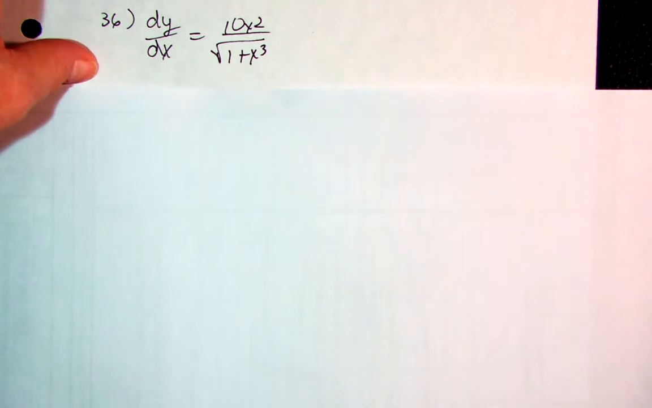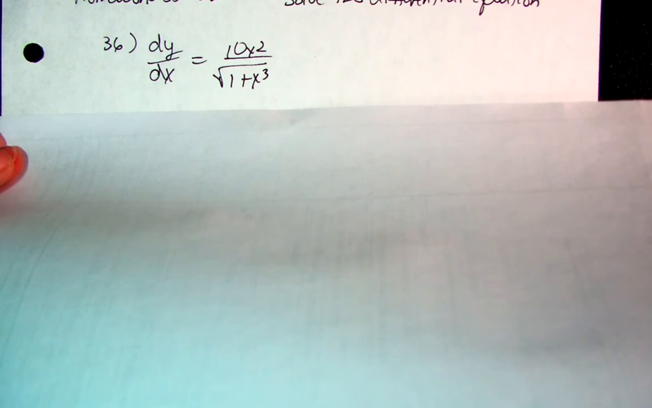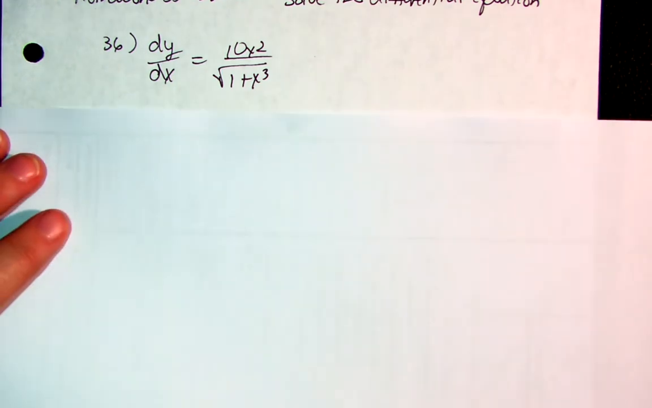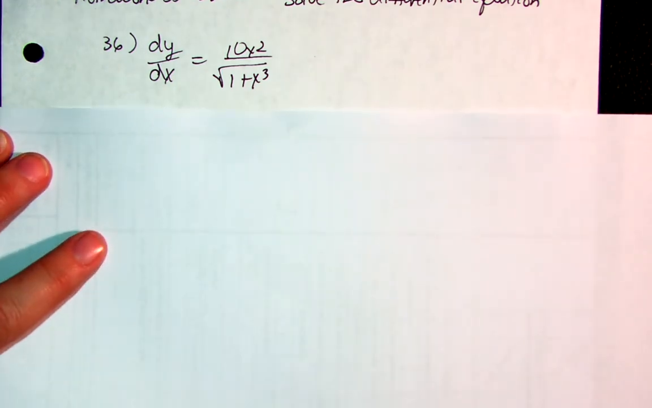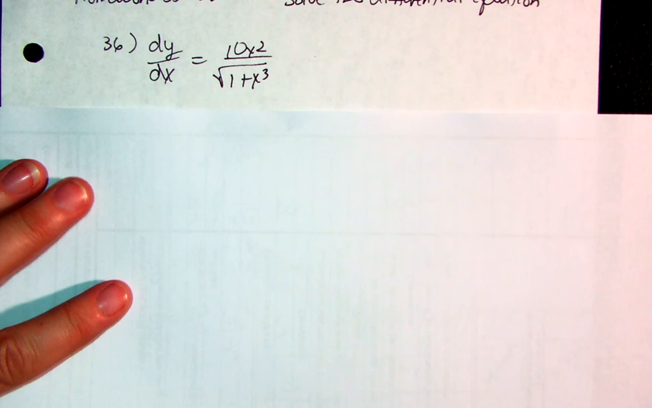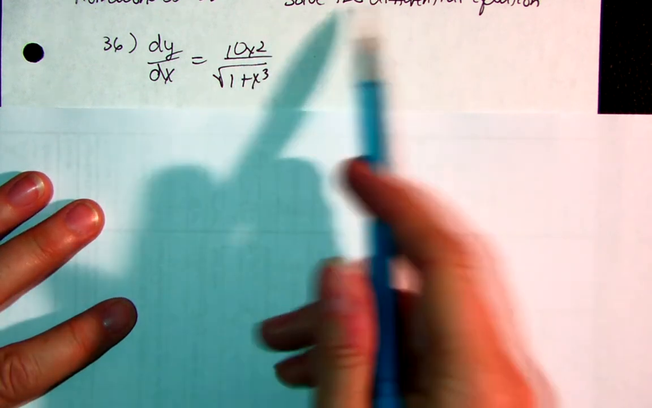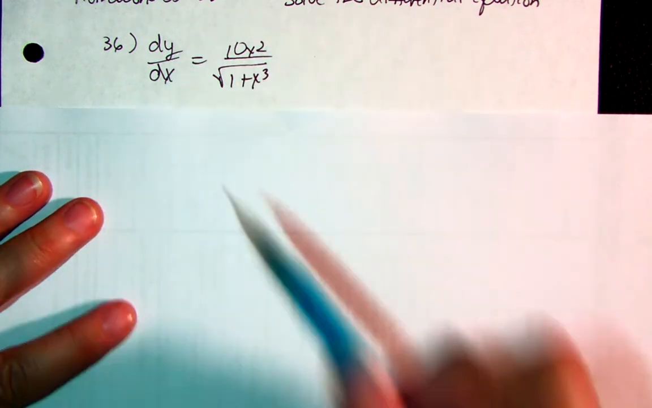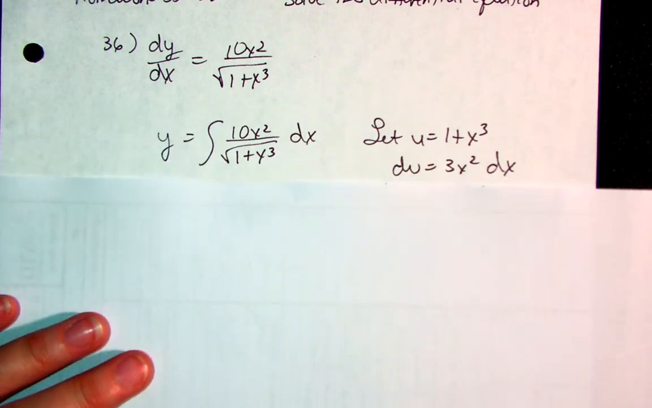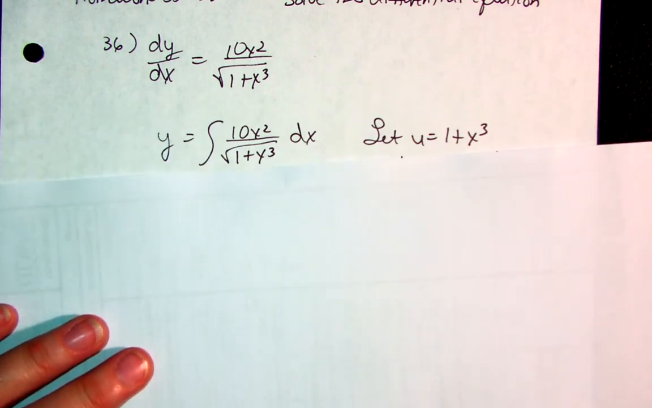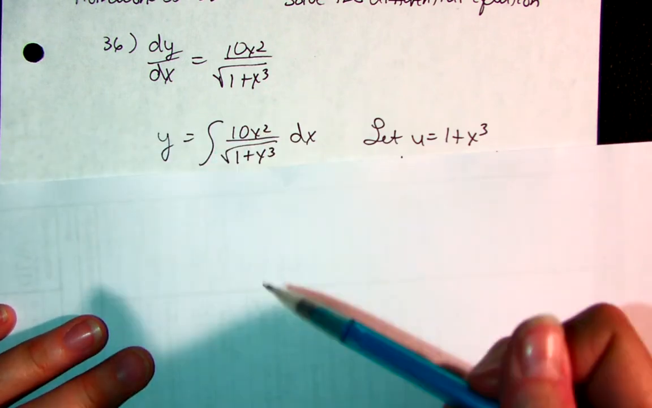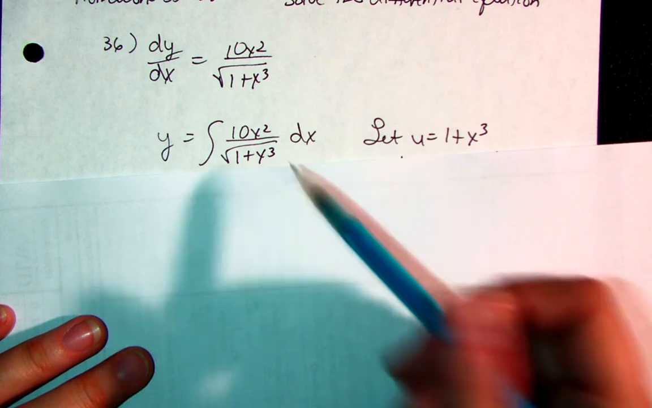Here is number 36. It says, solve the differential. I need to take this first derivative. To solve the differential means to go back to its original function. So I'm going to integrate it. Oh, how the heck am I supposed to integrate that? So I'm going to have to do some u substitution.